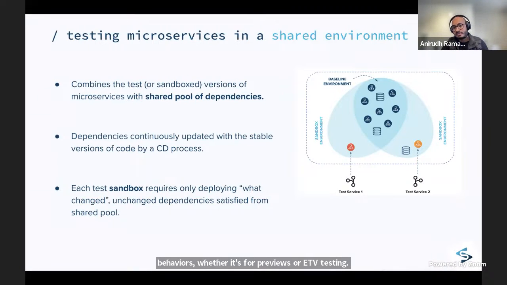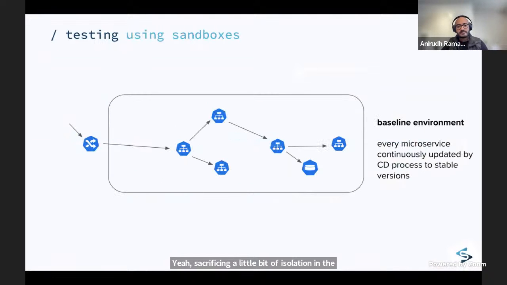The power of this approach is that we're only deploying what changed. And therefore, we're always testing against the latest. There's no problem of stale dependencies or anything like that because everyone's using the same common dependencies. And on the flip side, the trade-off is, yes, we are sacrificing a little bit of isolation in the process. And I'll explain why that is still effective.